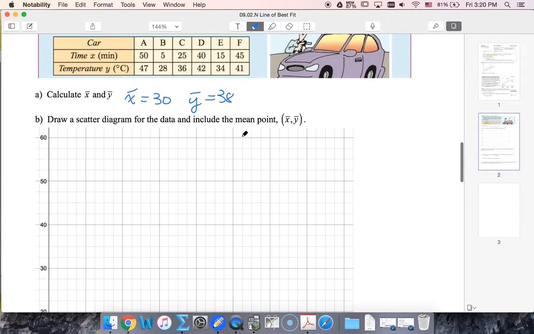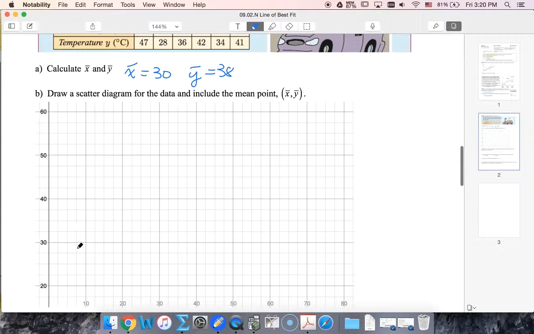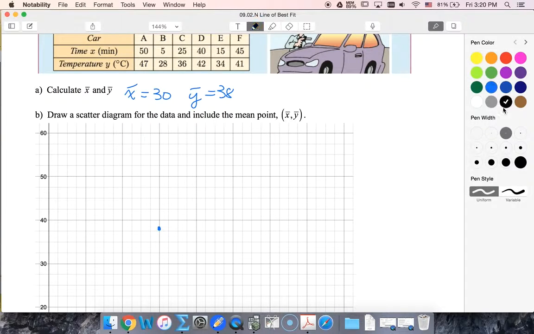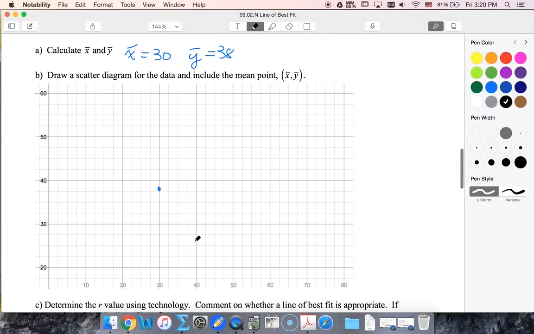So I'm going to plot my mean point. I'll leave that in blue. So 30 and then 2, 4, 6, we're counting by 2.5s. So 5, 7.5, 8. There's my mean point. I'm going to put my other points in using black. So 50, 47, will be just about here. 5, 28. So 5 will be halfway, and then 28.